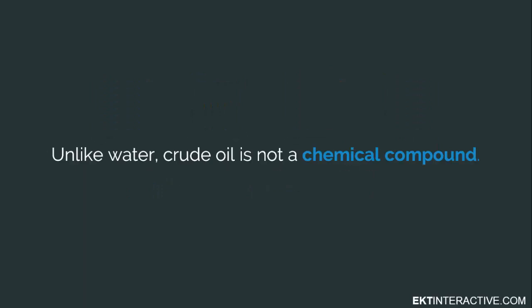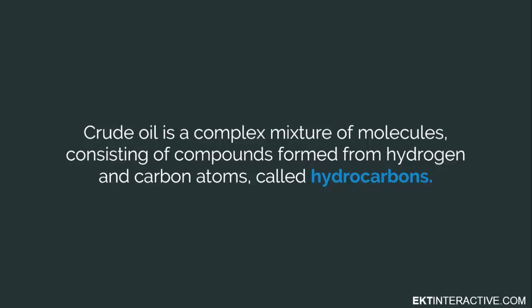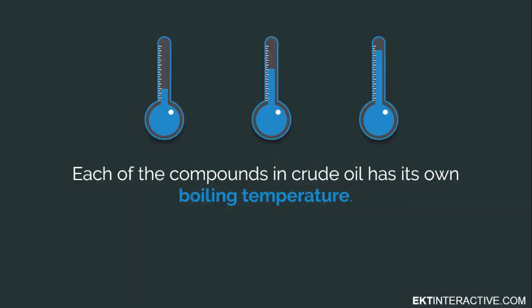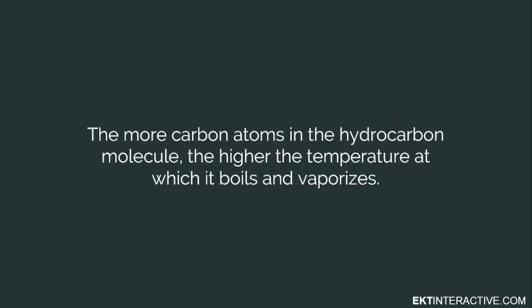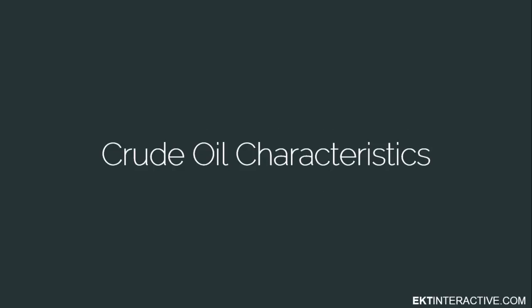Unlike water, crude oil is not a chemical compound. Rather, it is a complex mixture of molecules consisting of compounds formed from hydrogen and carbon atoms called hydrocarbons. Just as water boils at 212 degrees Fahrenheit, each of the compounds in crude oil has its own boiling temperature. In general, the more carbon atoms in the hydrocarbon molecule, the higher the temperature at which it boils and vaporizes. It is this phenomenon that permits crude oil to be refined into so many different products.